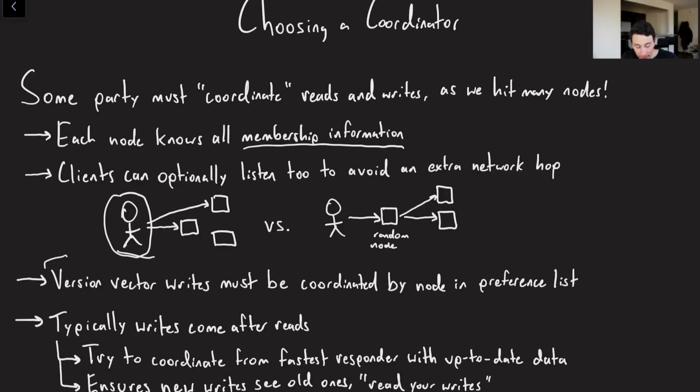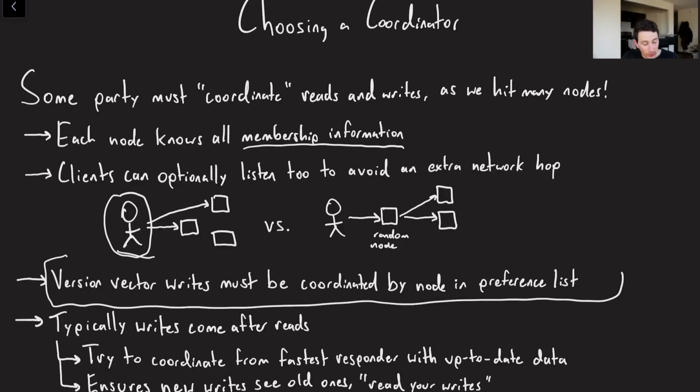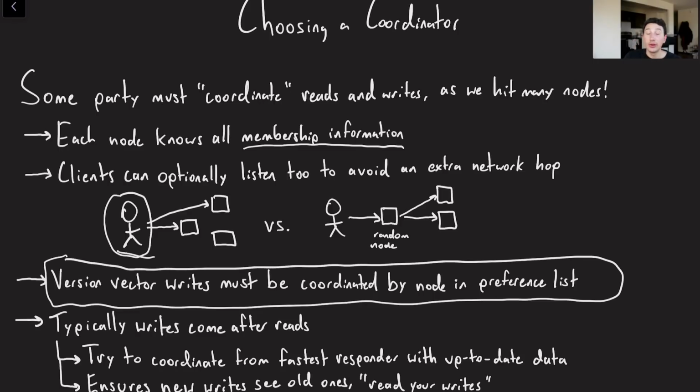But like I mentioned, the fundamental thing here is just that version vector writes have to be coordinated by a node in their preference list. So if you're writing for a given key, that write needs to be coordinated by one of its replicas. Doesn't matter which, but it's got to be one of its replicas. And there might be a lot more nodes than there are replicas for that key, right? We might set our preference list size to 3, but there might be 100 total nodes in our Dynamo cluster. That's totally fine.